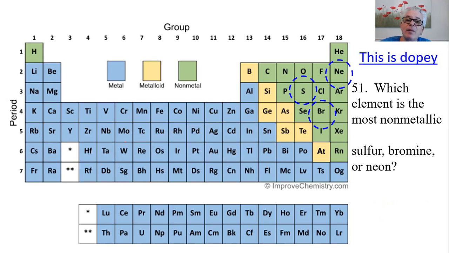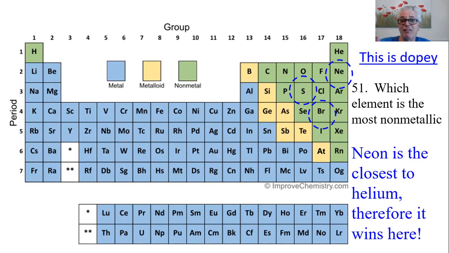Now, here's another question. Which of these three elements is most non-metallic? Neon, sulfur, or bromine? Now, neon's a non-metal, sulfur's a non-metal, bromine's a non-metal. But if you had to pick right now which one is the most non-metallic, literally, which of these boxes is the closest box to helium? And you can't even draw a line. It's touching. Neon is obviously closest. So neon is therefore the most non-metallic of them all.